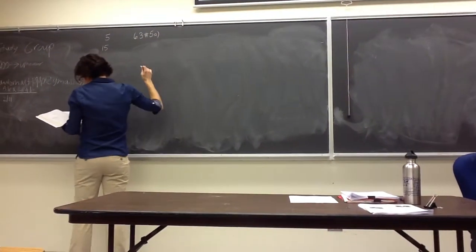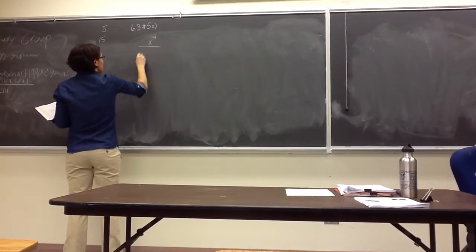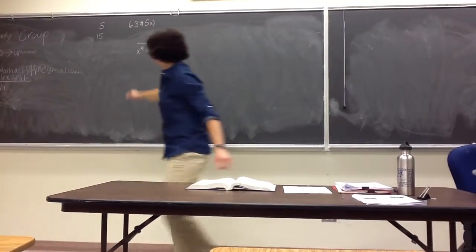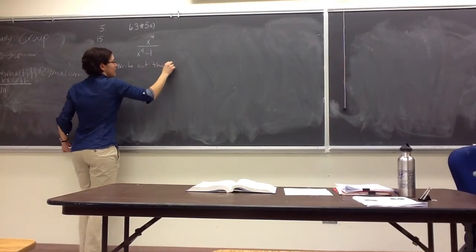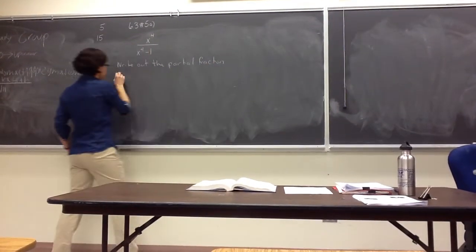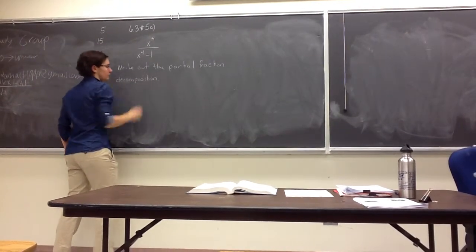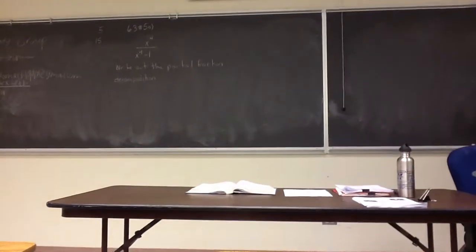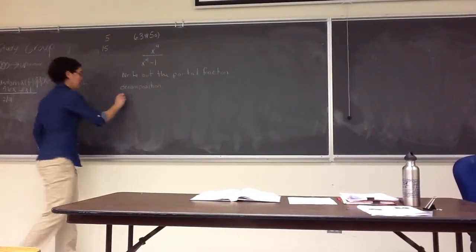Number 5a. We are given x to the fourth over x to the fourth minus 1, and our job is to write out the partial fraction decomposition. It specifically tells us not to solve for the unknown variables. So we're not actually going to go through and solve this big system of linear equations. We're just going to set up the initial fractions.